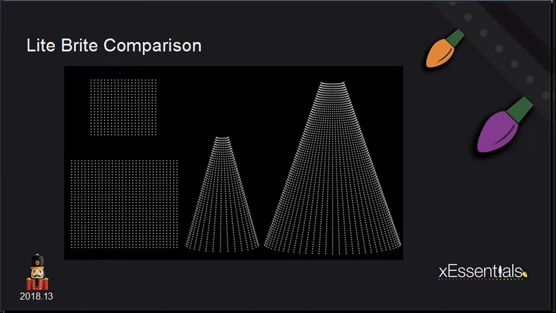We have a 20 by 20 little matrix, 32 by 32, a standard 16 by 50 tree, and I have a 32 by 70 5-pixel tree there. And if you really think about it, we are just turning on pixel by pixel to create all the different images and even the effects. And it's actually, again, very similar to what a Lite-Brite does.